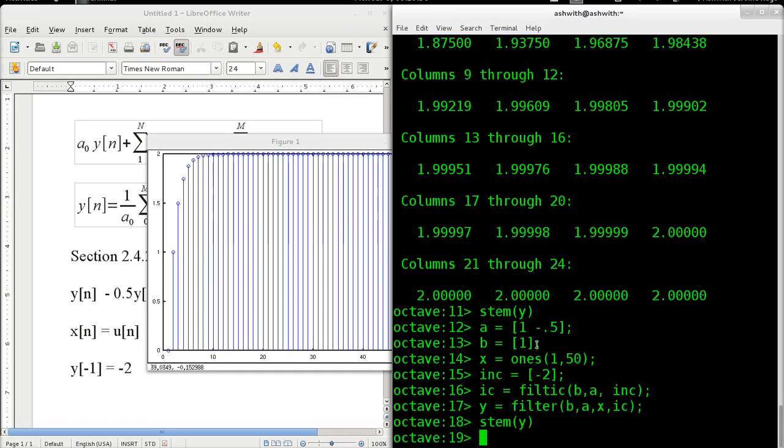And you can use other inputs, and similarly find out the outputs to various inputs. So that's how you really solve a difference equation. Very simple, there's not much to it.